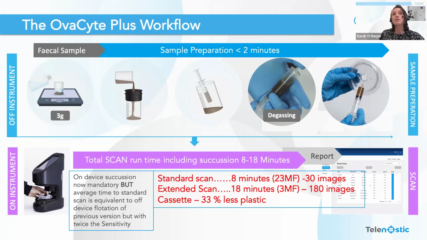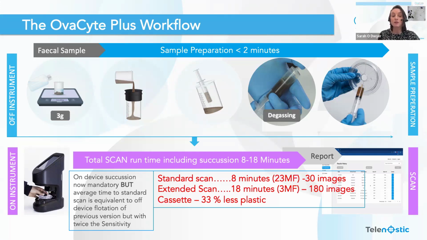In total, if you look at the time for scan, because of the succussion, the standard scan is still 8 minutes, where you're getting a multiplication factor now of 23, and the extended scan is 18 minutes, so you're now down to a multiplication factor of 3. So really sensitive. You're getting a lot more capture of partial eggs with this newer technology in the cassette, a much lower limit of detection, and you're also getting 180 images.